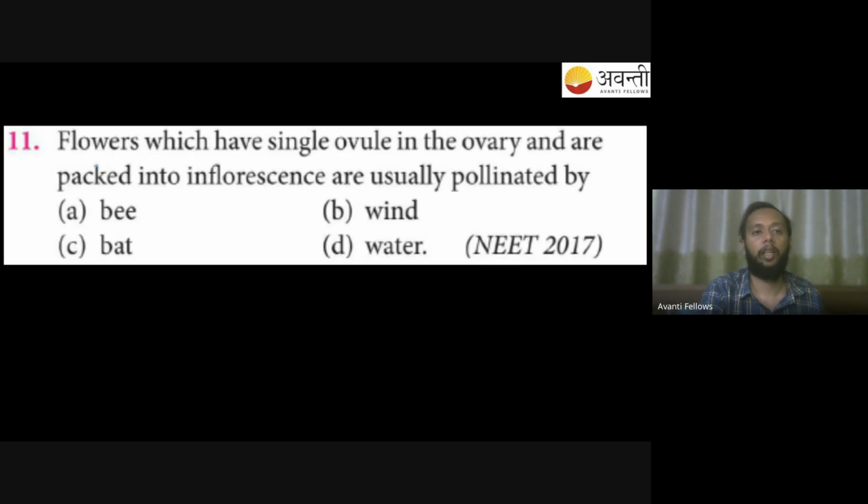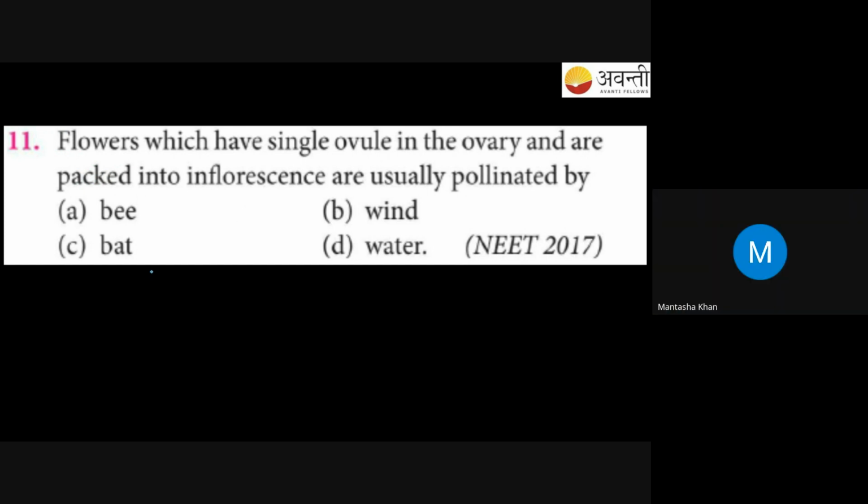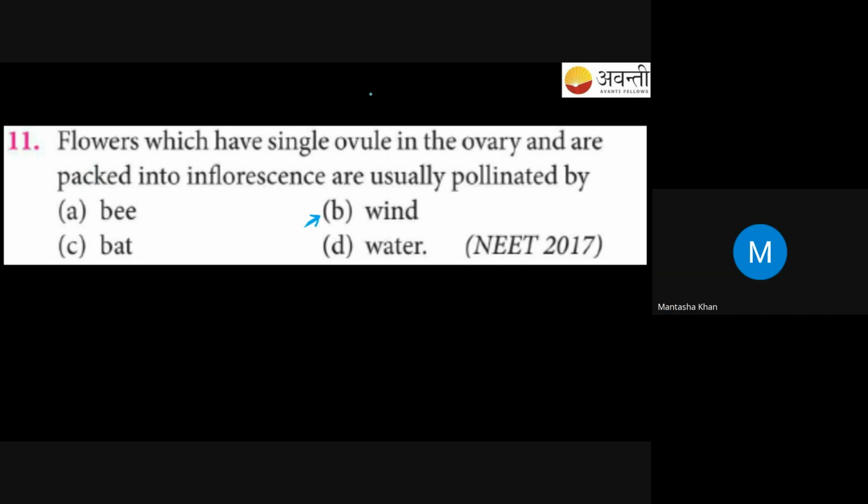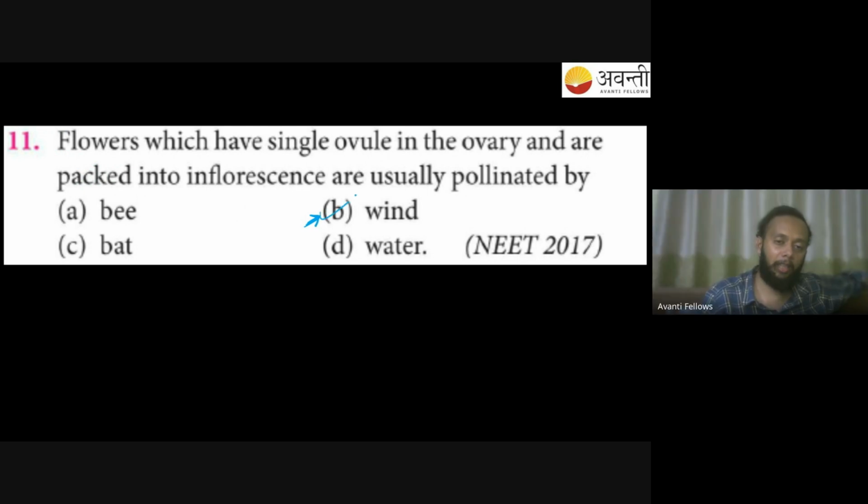Right, very good. Then flowers which have a single ovule in the ovary and are packed into inflorescences are usually pollinated by. So think wisely and then raise your hand. Mantasha, tell us, single ovule है यहाँ पे, बोलो. सर ऑप्शन बी. और इसका नाम क्या होता है? Pollination by wind को हम क्या कहते हैं? एनिमोफिली. Anemophily, right. So wind is going to be the correct answer. बहुत सही, बहुत बढ़िया. ठीक है.